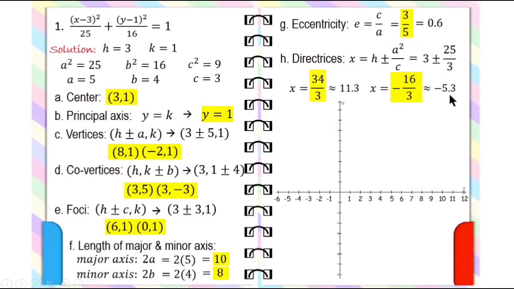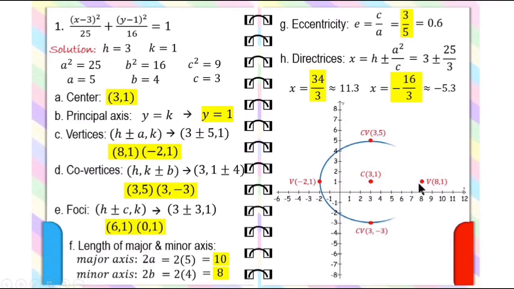To sketch the graph, plot the center 3, 1. Next, the vertices, which are at 8, 1 and negative 2, 1. Then the co-vertices, 3, 5 and 3, negative 3. Connect these points and this is now the graph of the ellipse. The foci are located at 6, 1 and 0, 1.